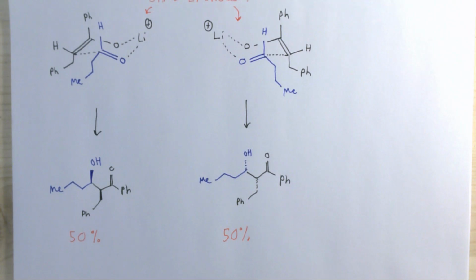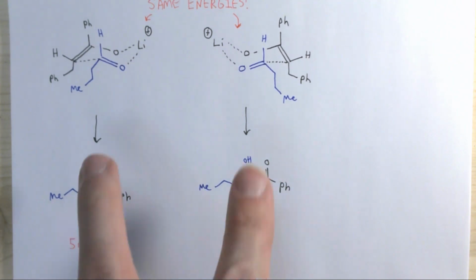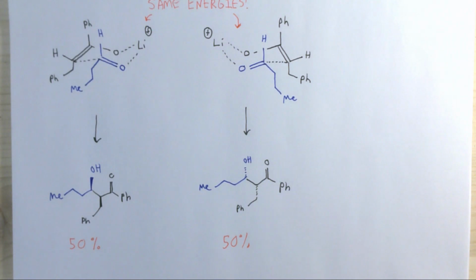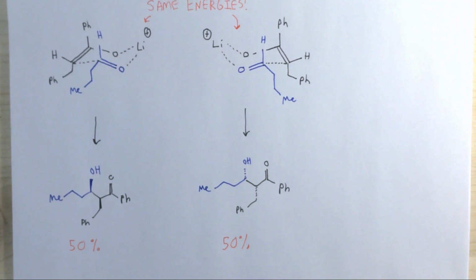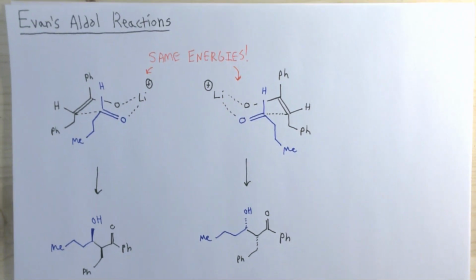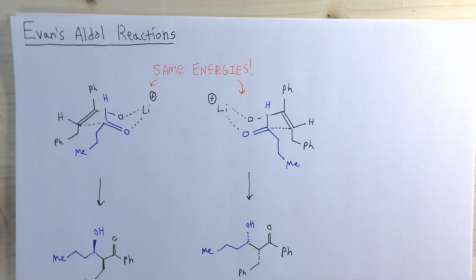So if there's something that I could do to these two transition states right here that would lead them to be different, then we might have a way of favoring one over the other. And that's exactly what we're going to talk about here. And this is called an Evans-Aldol reaction. And the reason we call these Evans-Aldols is because they use the Evans auxiliary that we've already seen in class. So let's take a look at these Evans-Aldols.